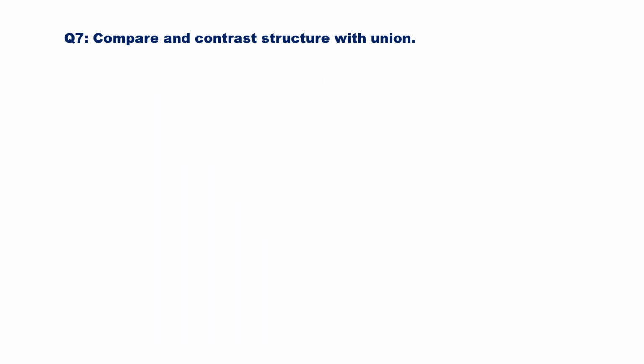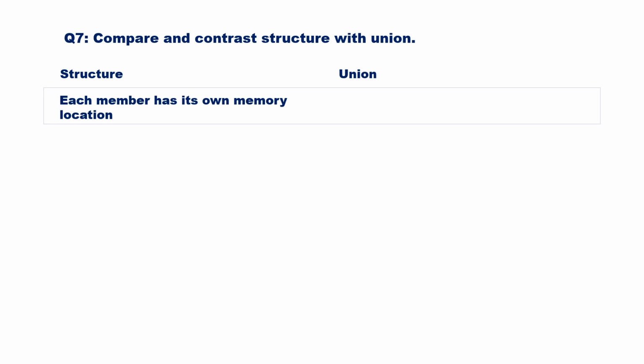Question number 7. Compare and contrast structure with union. Structure and union in C are both user-defined data types that group different data types together. However, they serve different purposes and handle data storage differently. Each member within a structure has its own unique memory location. However, all members of a union share the same physical memory location.